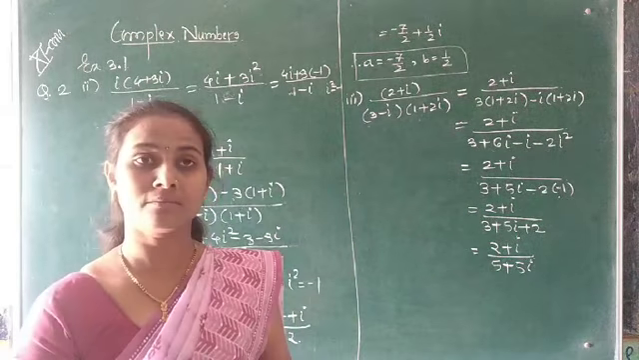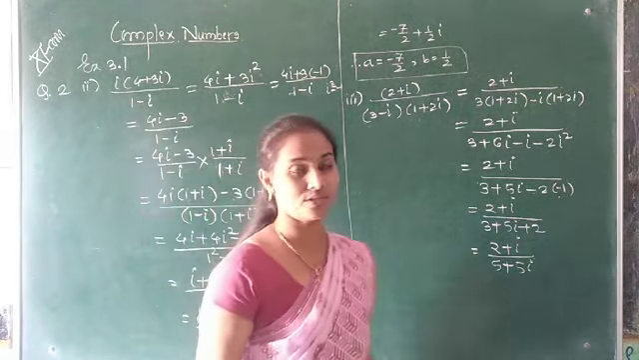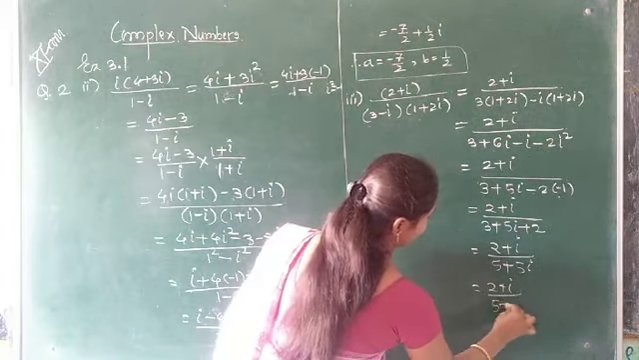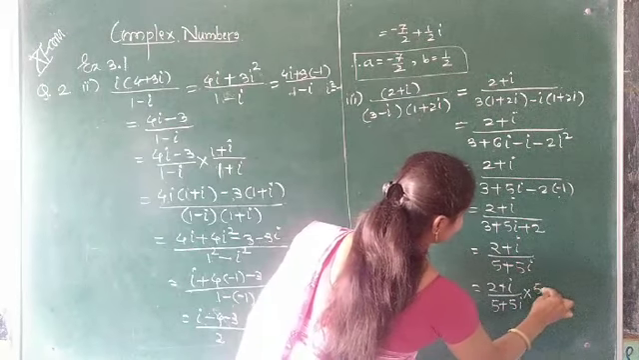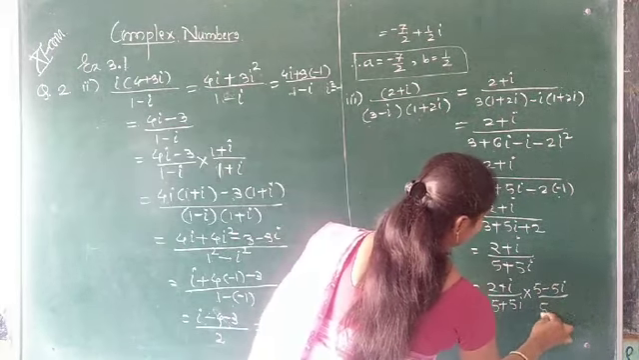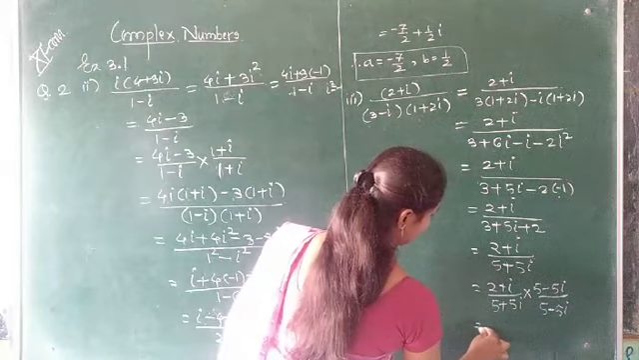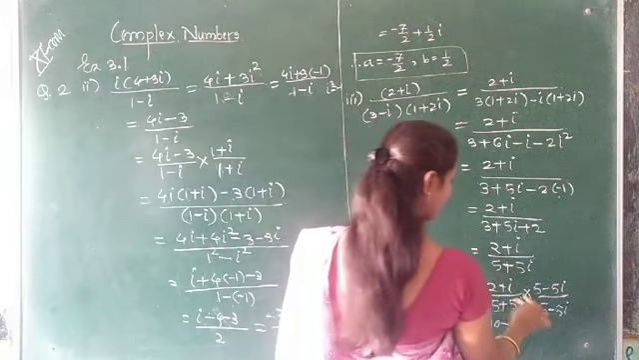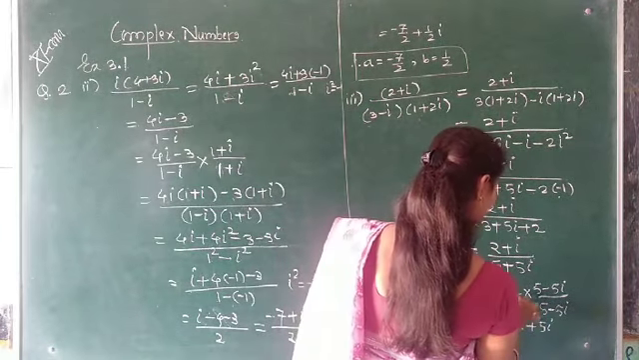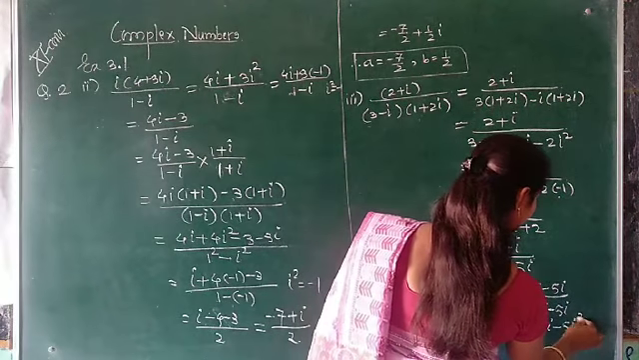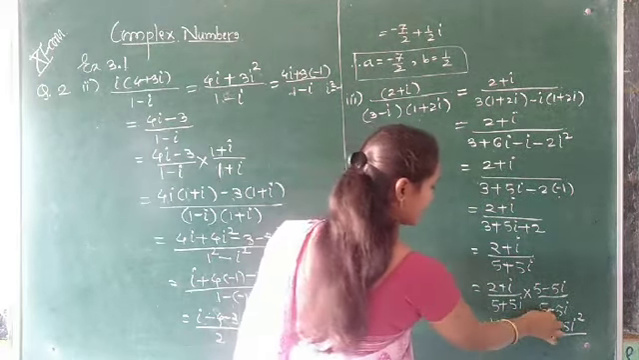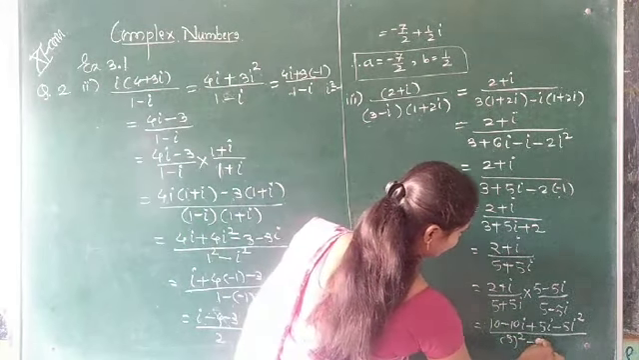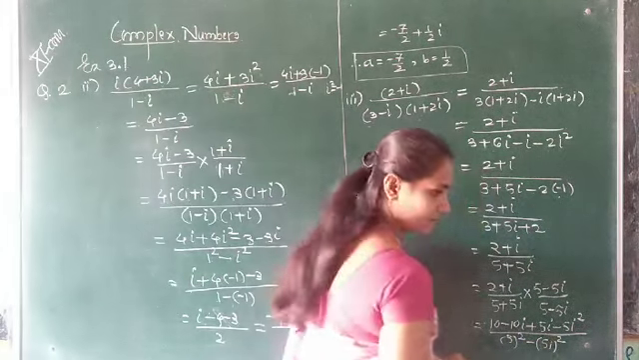Now we get the complex number in the form of division, that is z1 upon z2. Again we have to take rationalization here. 2 plus i upon 5 plus 5i into 5 minus 5i. That is 2 plus i into 5 minus 5i: 2 into 5, 10, minus 10i, plus 5i, minus 5i square, divided by (a plus b)(a minus b), that is a square minus b square. a is 5, b is 5i, that is 5i square.